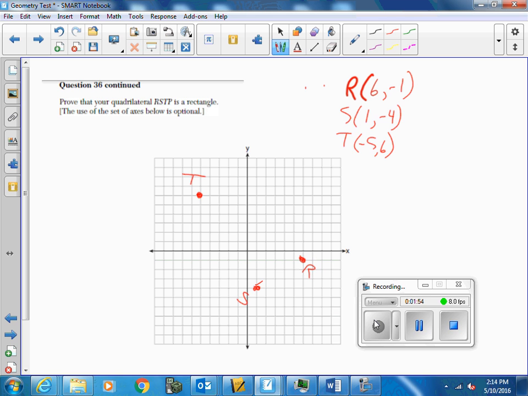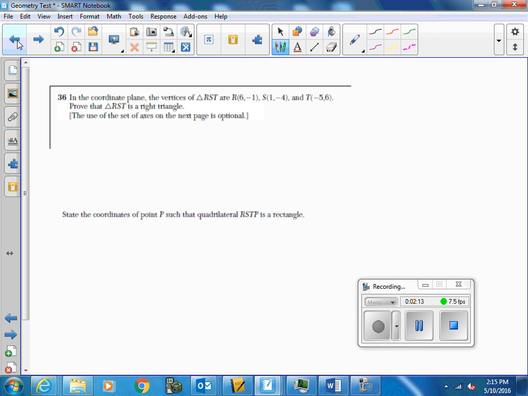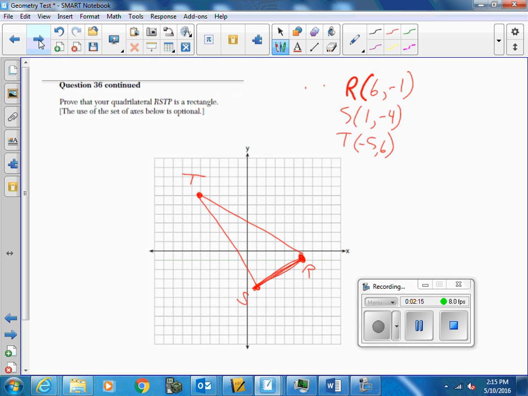Now I'm going to go ahead and make my triangle here. Hopefully do a better job of making these lines than I am right here. I should have a ruler. All right, so we want to go ahead and prove that this is a right triangle.